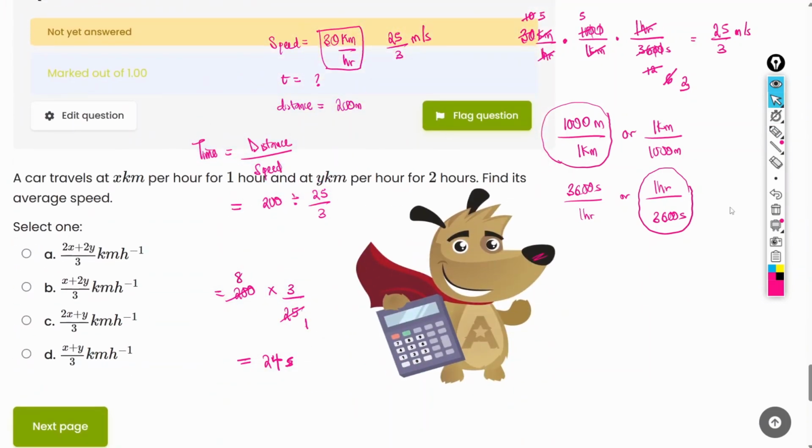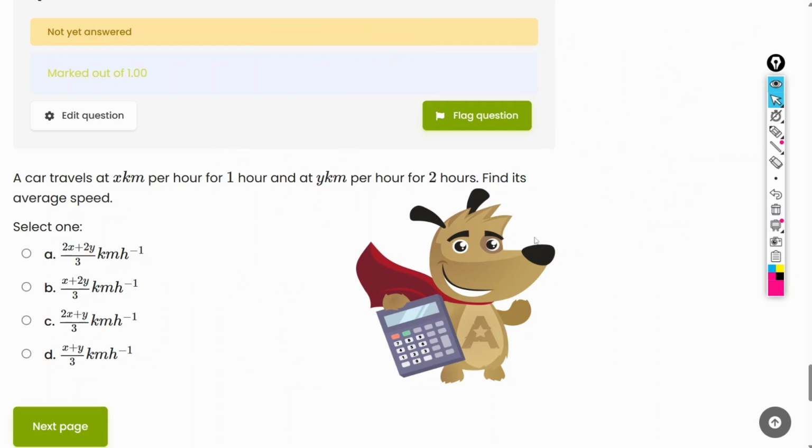All right, number 10. A car travels X kilometers per hour for 1 hour and Y kilometers per hour for 2 hours. Find its average speed. All right, so average speed is total distance. You need to get the total distance and divide by total time. All right, total distance and divide by total time.